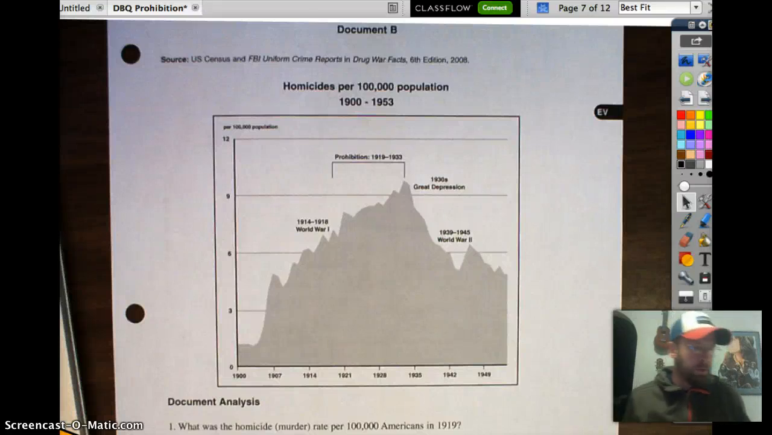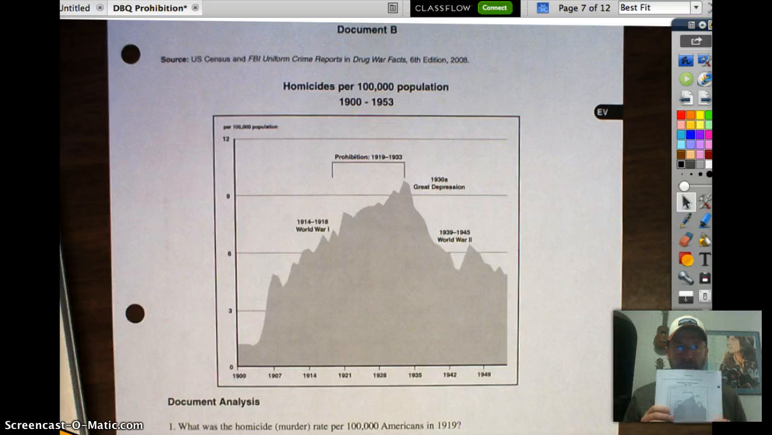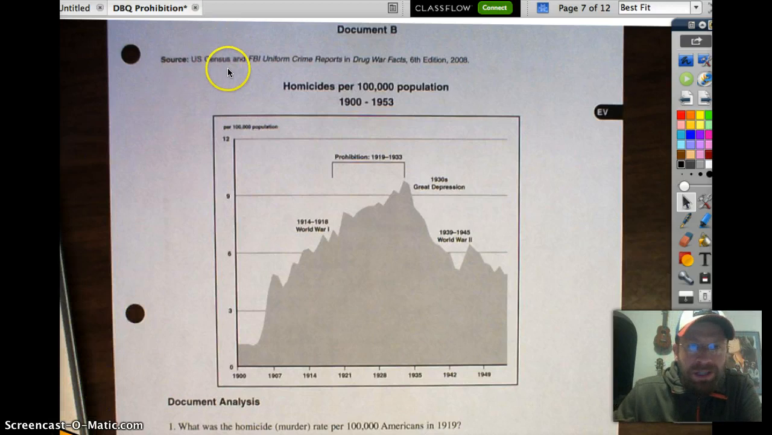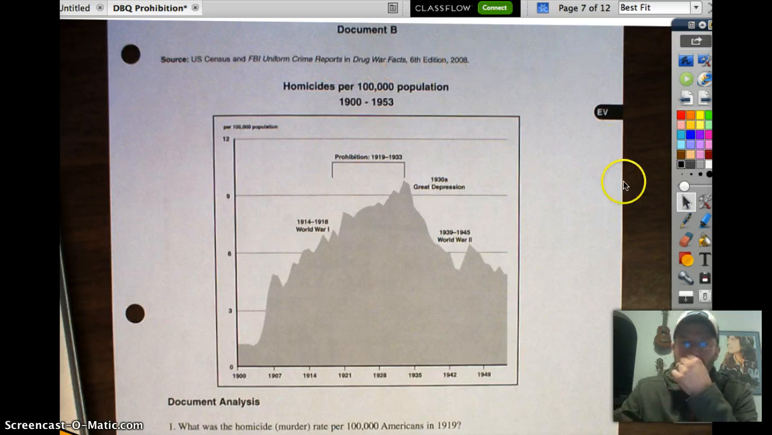Go ahead and open up your packet to document B. It looks like this, like that on the screen. This is from the U.S. Census and FBI Uniform Crime Reports and Drug War Effects. This is from 2008. So once again, I want you to write up next to here, somewhere in the margin, is this a primary source or is this a secondary source? So take a second and write that now, primary or secondary.